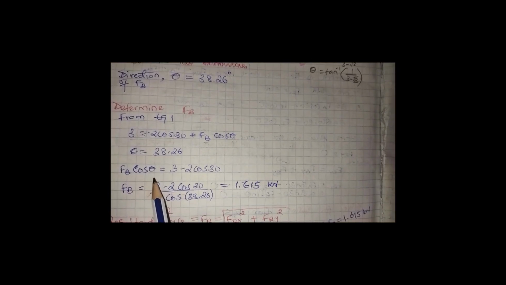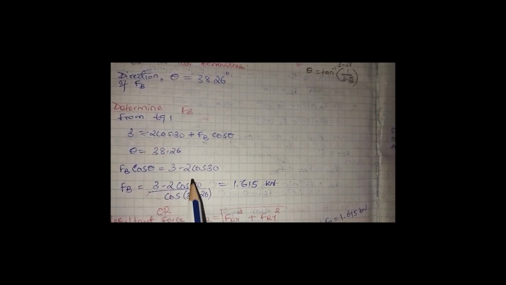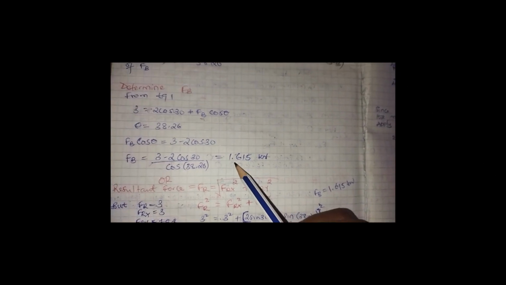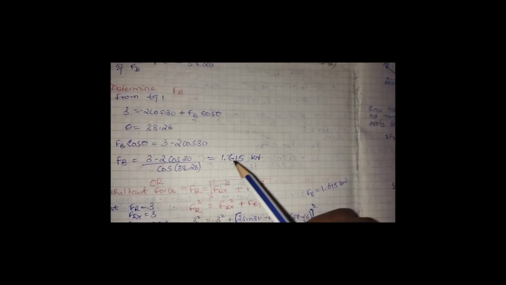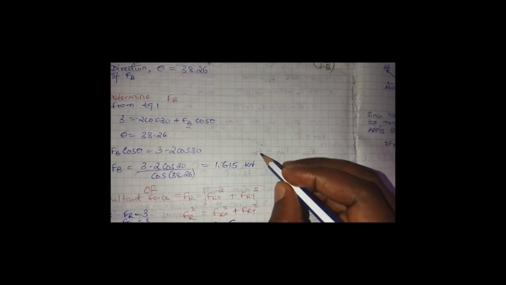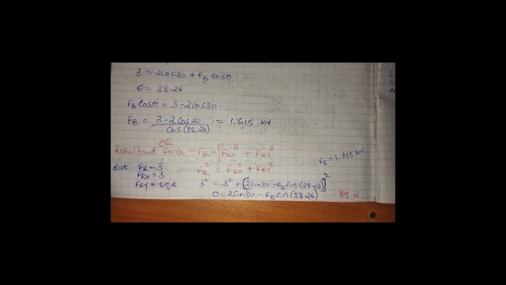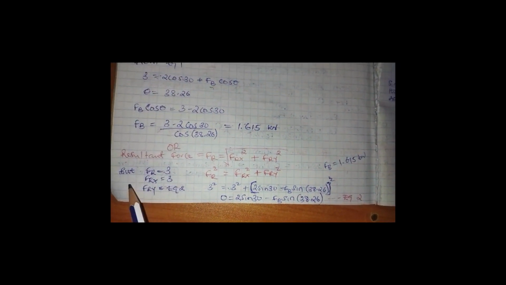We have FB equals theta is equals to 3 minus this. Okay, so when I solved for FB, I got FB is just above FA. Or below, just below, because FA is 2 kilonewton. This is 1.6, so it's just below. I gave you a bonus.